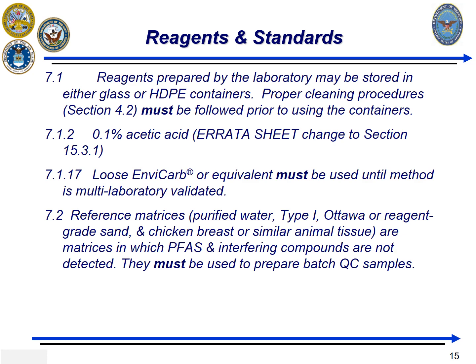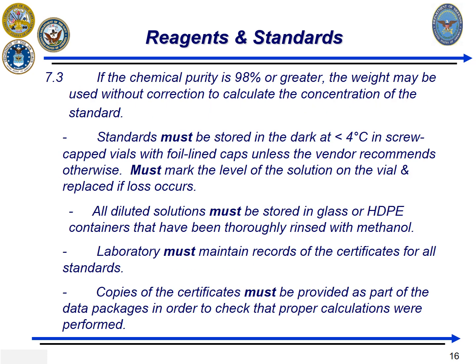And section 7.2 lists the type of reference matrices that can be used for PFAS analysis. It basically states that reference matrices are matrices in which PFAS and interfering compounds are not detected, and that these reference matrices must be used in preparation of batch QC samples. Section 7.3 states that if the chemical purity is 98% or greater, the weight may be used without correction to calculate the concentration of the standard. Otherwise, it has to be corrected.